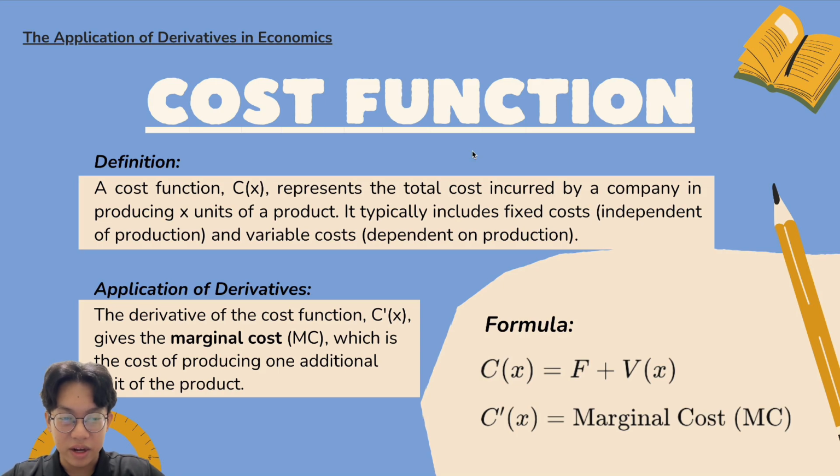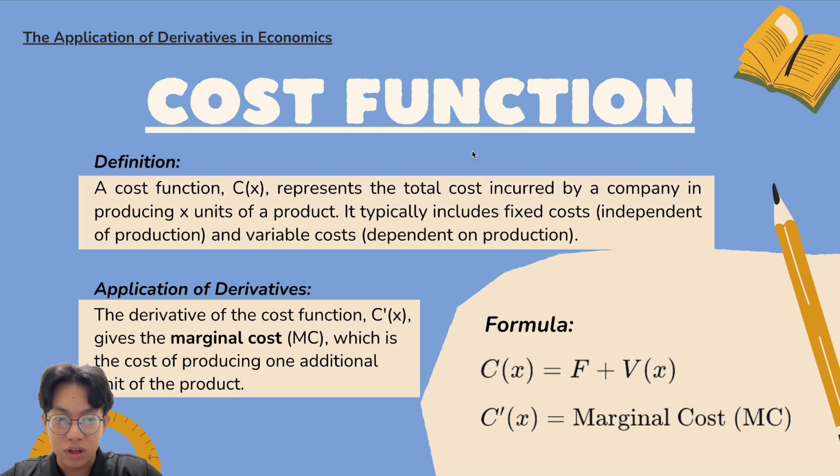Let's start with understanding the cost function, a fundamental concept in economics. The cost function, typically represented as C of X, describes the total cost incurred by a company in producing X units of a product. This function accounts for two key components: fixed costs, costs that remain constant regardless of the production level; and variable costs, costs that depend on the quantity of production.